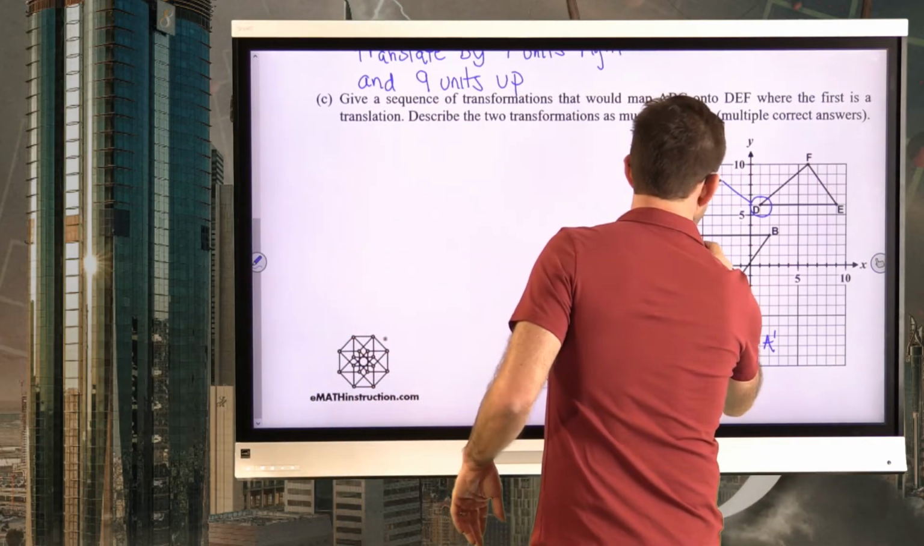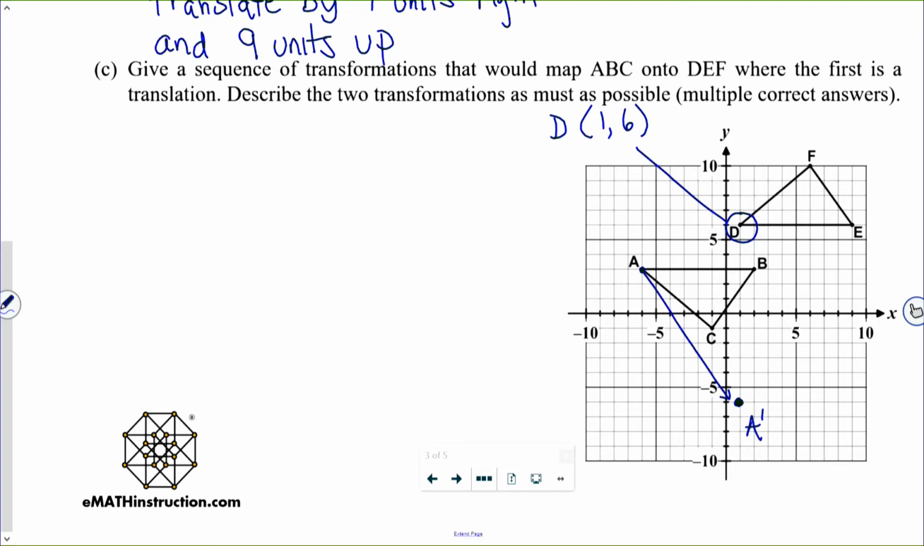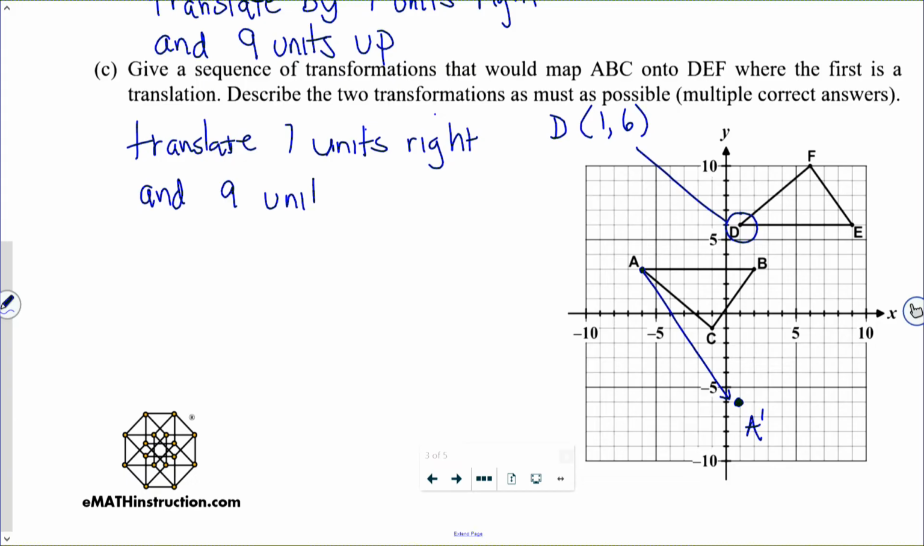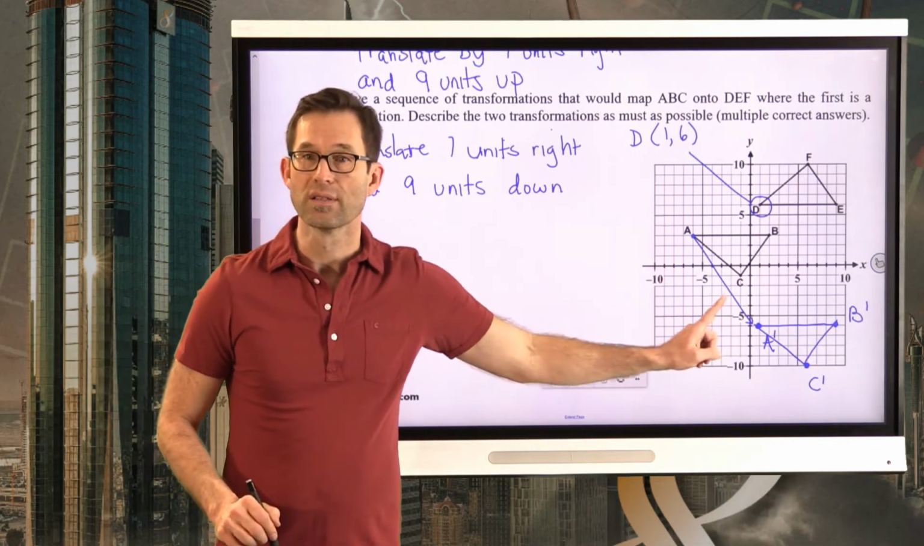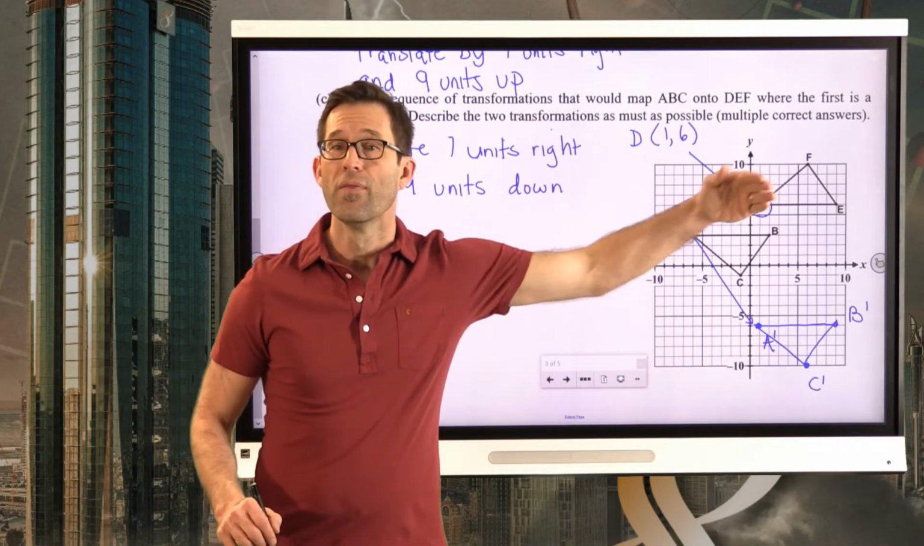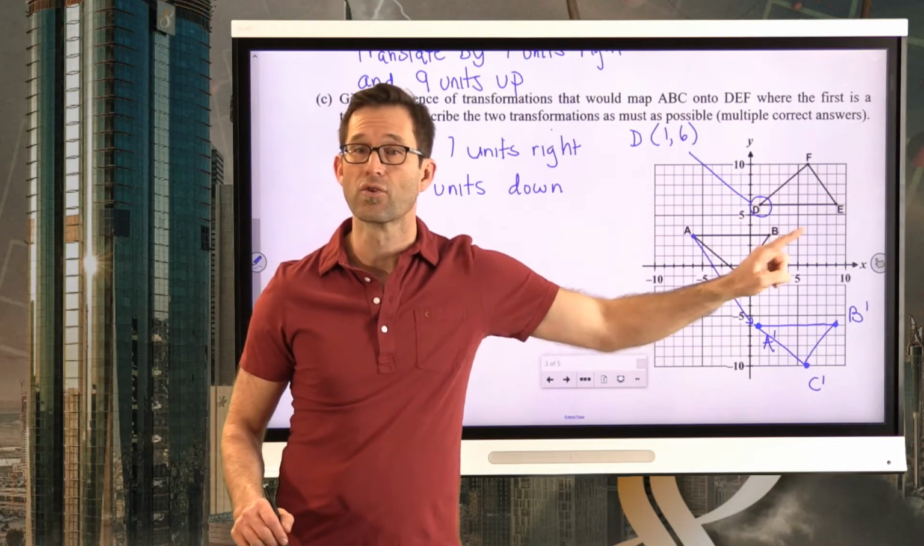So what do I have to do to take this thing and translate it down there? Well, to map A down to here, I'll have to move 7 units to the right. So let's translate 7 units right. And I'll have to make it go down 3, 5, 9 units. Sounds familiar to the last one. And 9 units down. And when I do that, everything else will kind of come along for the ride. In other words, B prime will end up there, and C prime will end up there. Now, once I've done that translation by 7 units to the right and 9 units down, then when I reflect across the x-axis, it's going to land on triangle DEF.